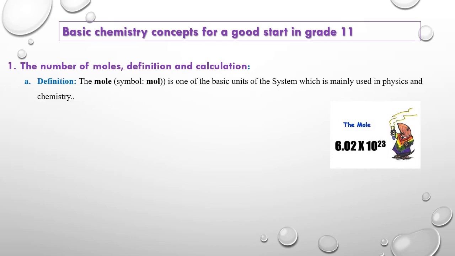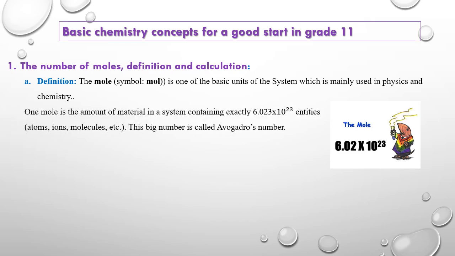Definition. The mole, symbol mol, is one of the basic units of the system, which is mainly used in physics and chemistry. 1 mole is the amount of material in a system containing exactly 6.023 times 10 power 23 entities. These entities could be atoms, ions, molecules, or others.